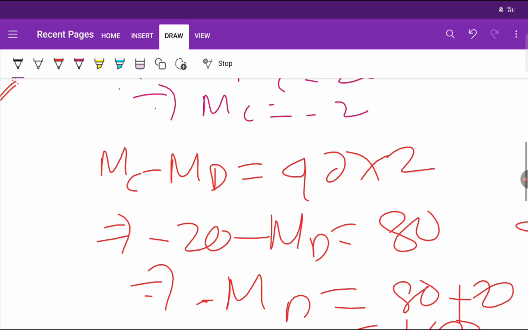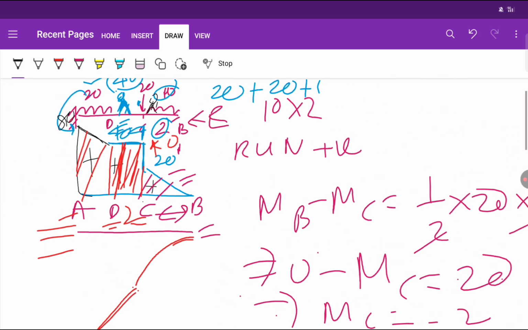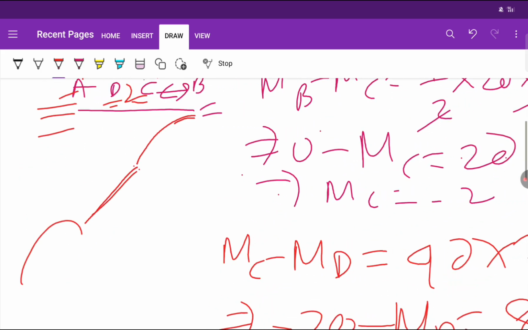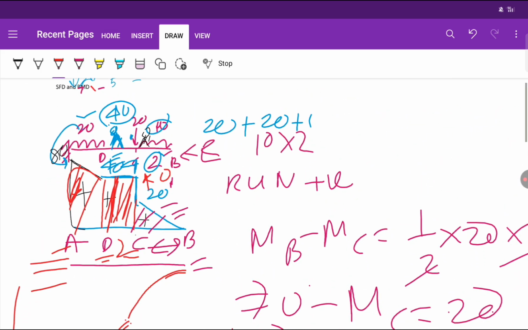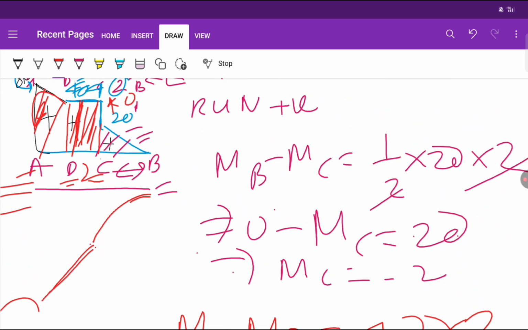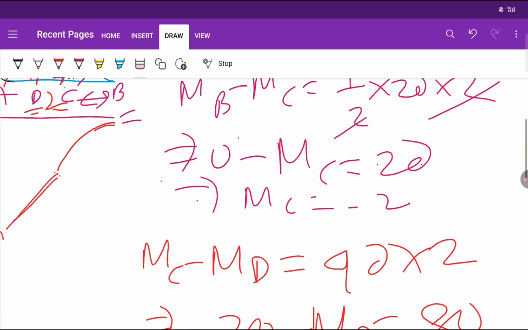So here the load is a triangle, right? The shear force diagram is a triangle, so the bending moment diagram will be parabolic, okay? I think you understood everything. If you don't understand, you can just comment down below. Here, one thing: you can draw it this way.